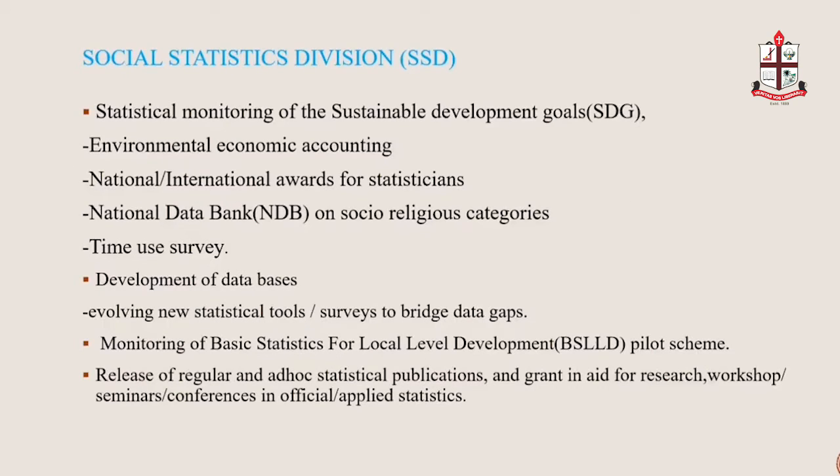Now let's consider the Social Statistics Division. Statistical monitoring of the Sustainable Development Goals, SDGs. We have already discussed SDGs. There are 17 Sustainable Development Goals which are to be attained by 2030. Environmental Economic Accounting, national or international awards for statisticians, National Data Bank on socio-religious categories, time use surveys, etc.